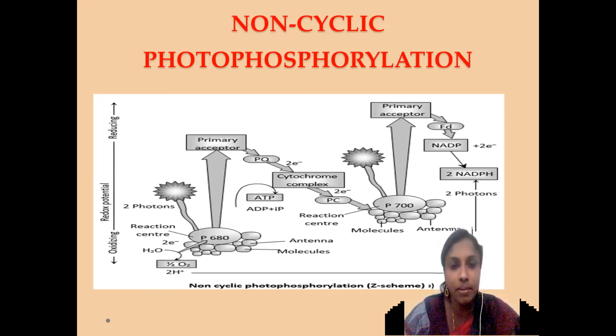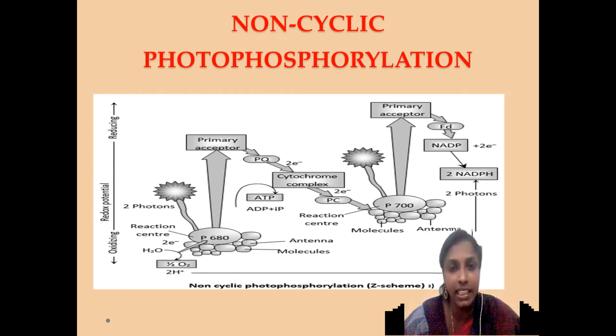How exactly does non-cyclic photophosphorylation take place? As I said, a photosystem is a group of pigments. When it absorbs the light from the sun, the light will enter into the reaction center. The reaction center receives the light rays from all the other accessory pigments. Once it receives the light rays, the reaction center gets activated. As a result, the electron excitation takes place.